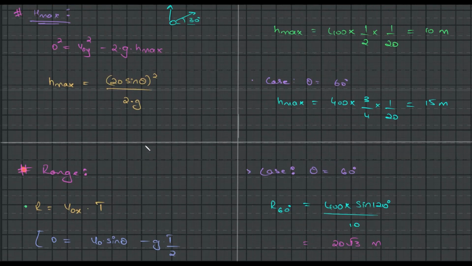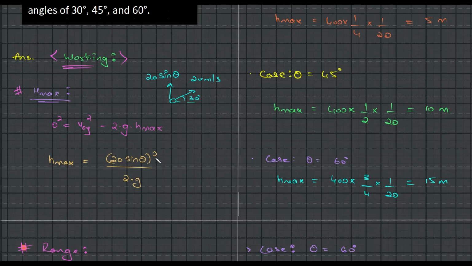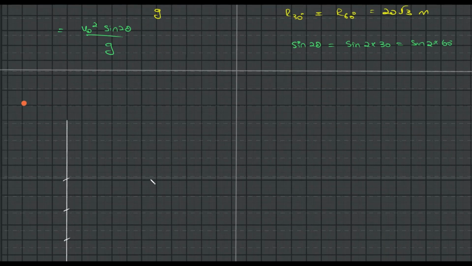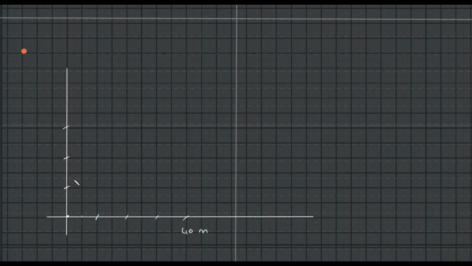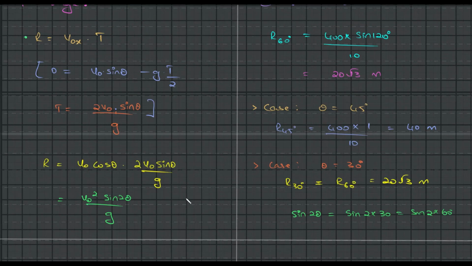So 45 degree, let's have a look. 45 degree is 10 meters high and 40 meters away. So 10 meters high would be here for me and 40 meters away. So this would be our trajectory. Again, a rough diagram is what they want. It's a good practice actually. It's a good practice question.